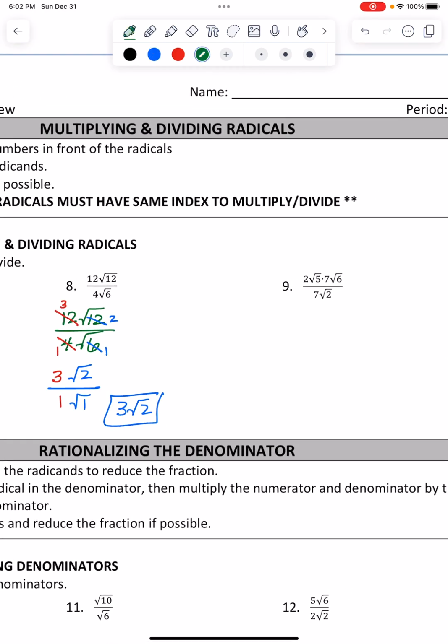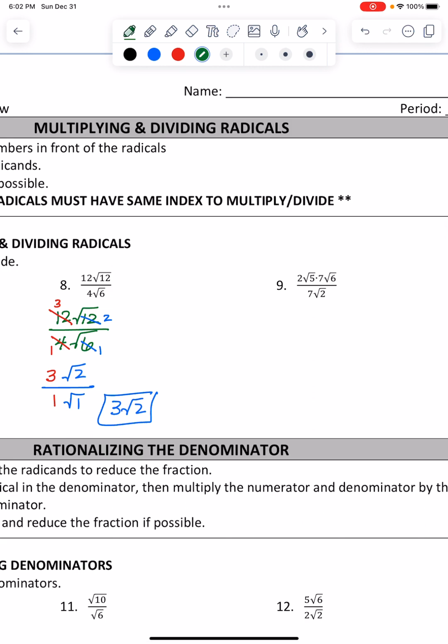Now, on number 9, we're going to simplify the top first, and then we can go from there. So if we multiply in the top, 2 times 7 is 14, and then 5 times 6 is 30 over 7 square root of 2. And then we do the same thing. So now the numbers outside, 7 goes into 14 twice. 2 goes into 30 15 times.